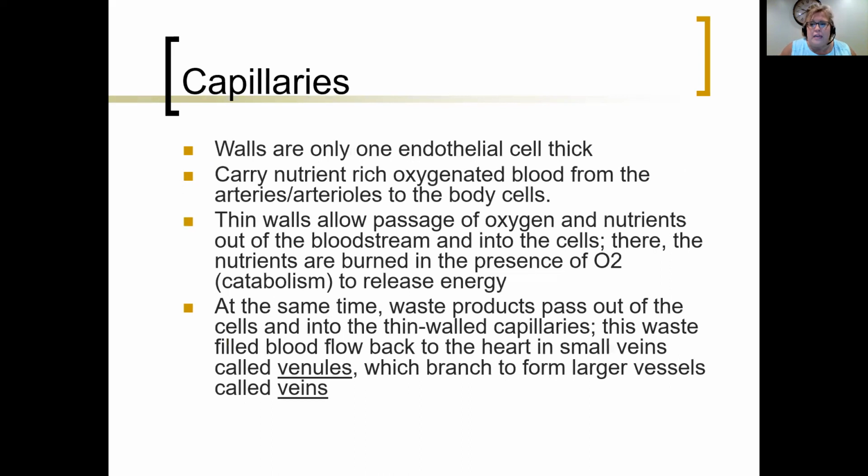Because they are so thin, oxygen and nutrients can go into and out of the capillaries very easily. Nutrient-rich oxygenated blood cells from the arteries go into the body cells, and the nutrients and the waste products come out of the cells through the capillaries. At the same time, waste products pass out of the cells, and the waste-filled blood flows back to the heart in small veins called venules. U-L-E, like O-L-E, the suffix means little or small. And venules branch to form larger vessels, veins.